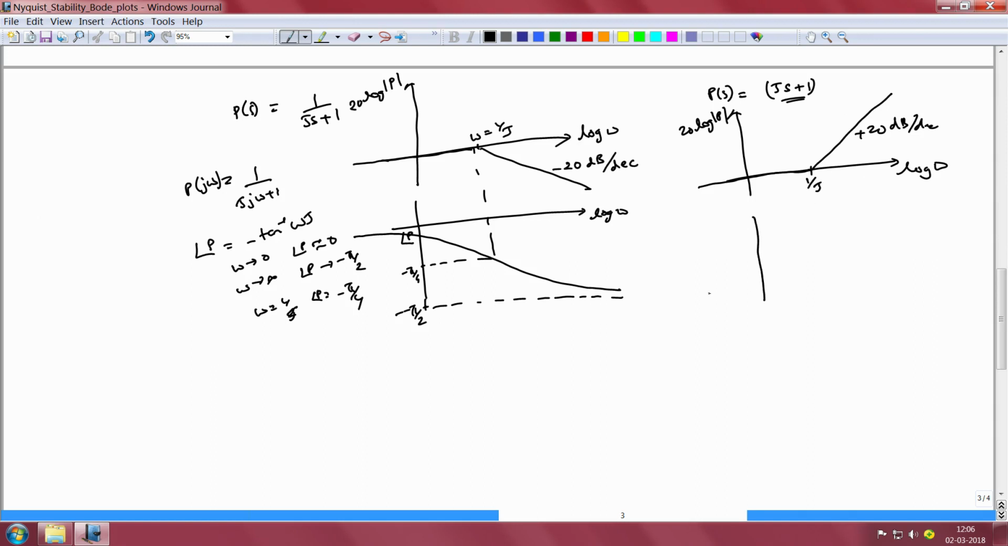As far as the phase response is concerned, since tau s plus 1 is the inverse of 1 by tau s plus 1, the phase of 1 by tau s plus 1 is seen to change from 0 to minus pi by 2. Therefore, the phase of tau s plus 1 will change from 0 to plus pi by 2. So, it will asymptotically approach plus pi by 2, and at 1 by tau the phase will be plus pi by 4, and it will start close to 0. So, the phase response will look something like this.